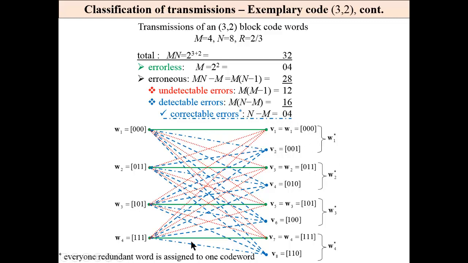For example, every redundant word is assigned to one code word. For example, this redundant word can be assigned to W1, this word can be assigned to W2, this redundant word to W3, and this to W4.